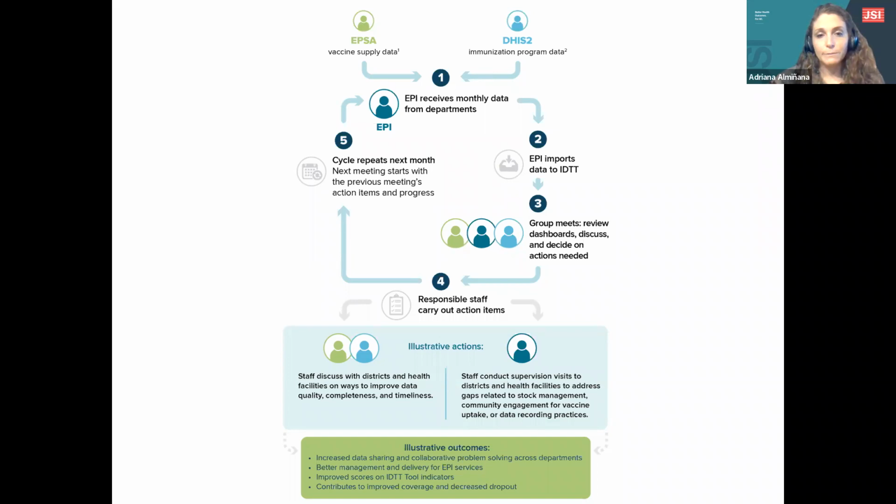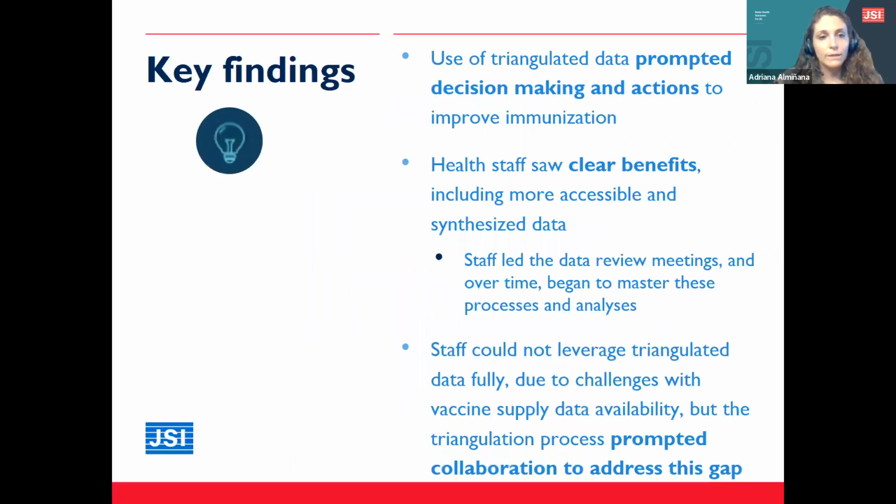And so after several months of implementation, we wanted to document what we learned through some key informant interviews, as well as a review of the meeting minutes and the data. And I'll share some of those findings now. So what did we find? So we found that the use of triangulated data really prompted decision-making as well as concrete actions to improve immunization. This was really encouraging to see, even just after some months of implementation. It was a relatively short period. And I'll share a couple of examples of what those outcomes were in just a minute.